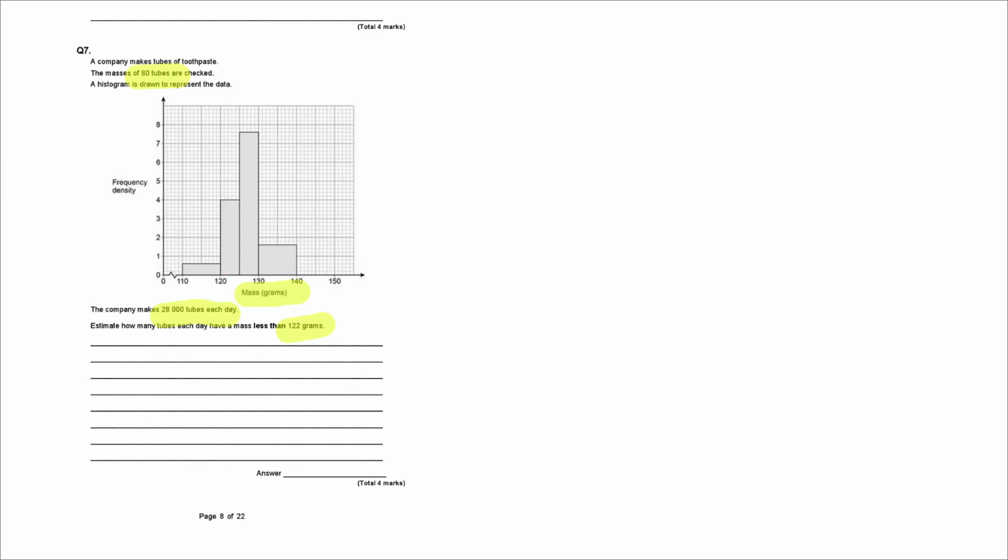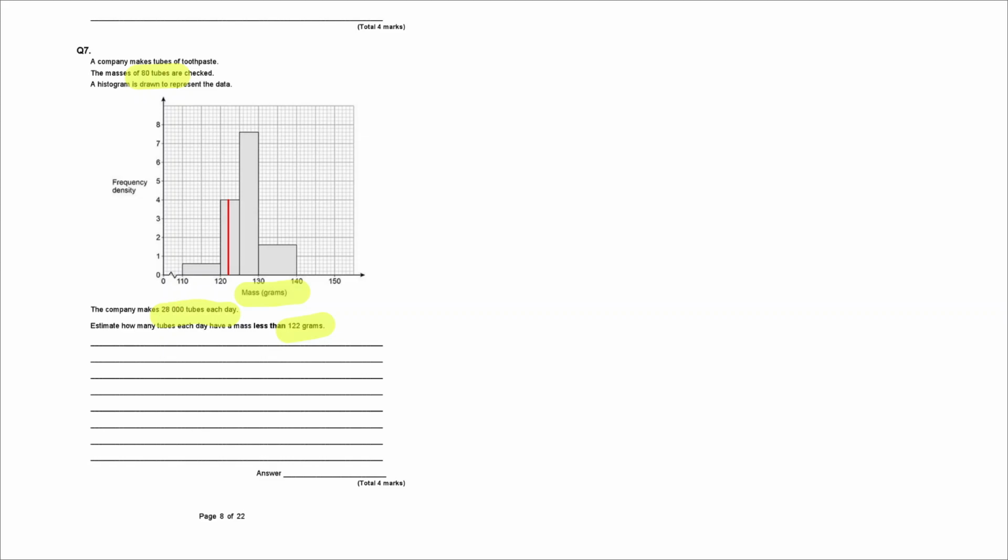Let's go across here. Okay, what I'm thinking, guys, is right, I'm just thinking this on the spot. If I can find everything less than 122 grams, well, if that's 122 there, everything less is the part of this rectangle here and this one. And whatever value that is, I can upscale it to 28,000.